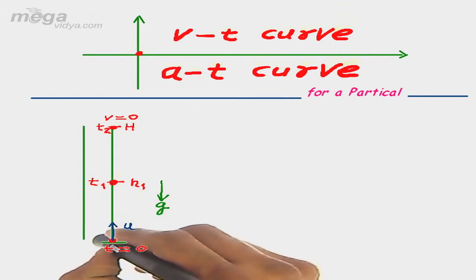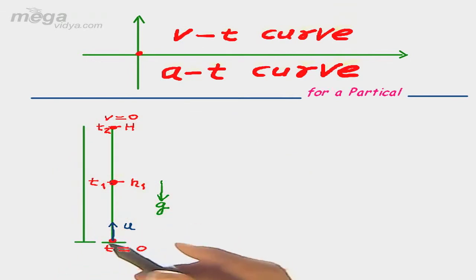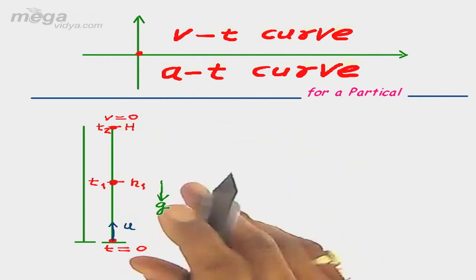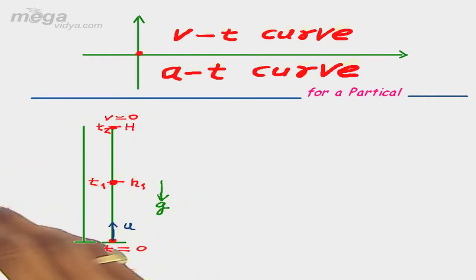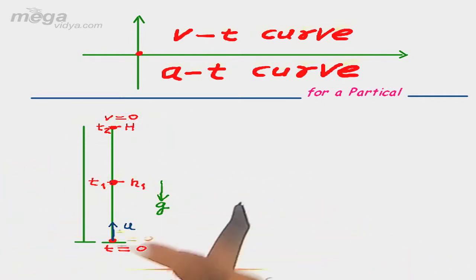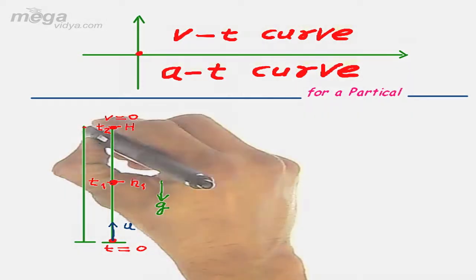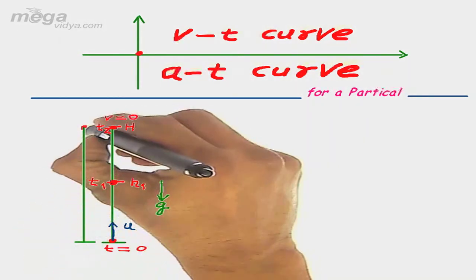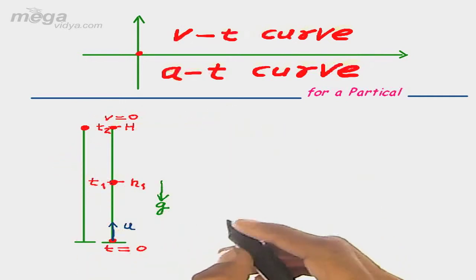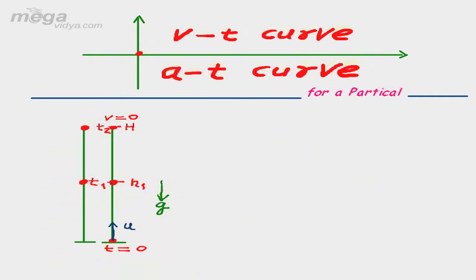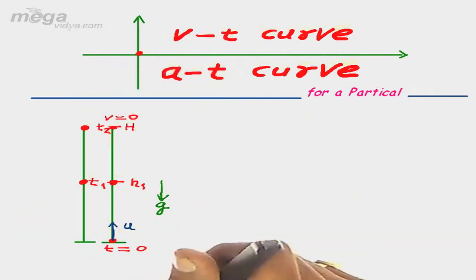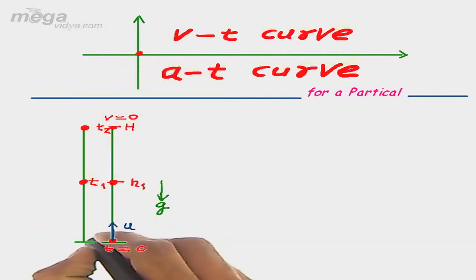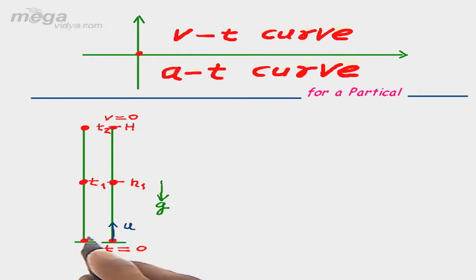I am drawing the line a little apart, but actually it follows the same path by which it reached its maximum height. So if I consider the downward motion of the particle as a separate motion, then it starts falling from this point with initial velocity 0. It reaches any intermediate position at some time, and after the same time in which it rose up to height capital H, it reaches again the initial position of the particle.